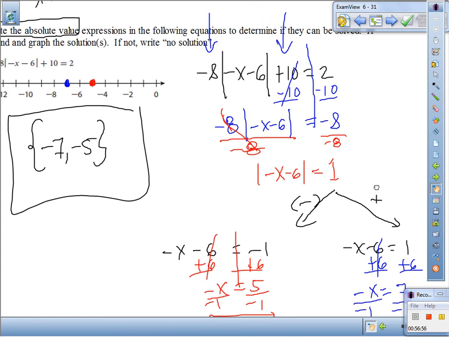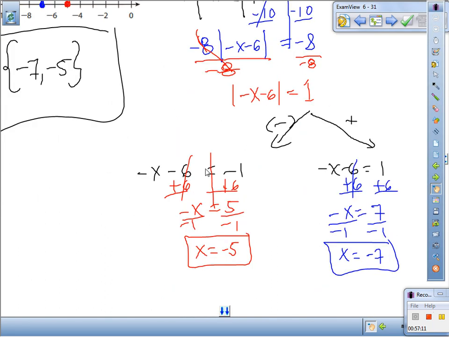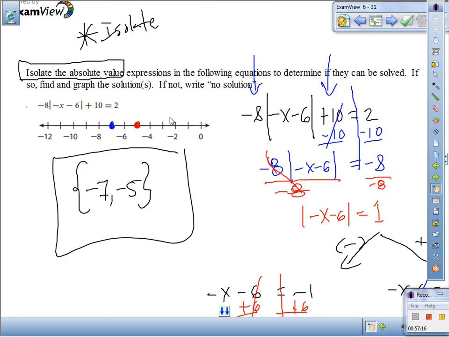All right, let's double check the process one more time. Step 1, the most important step, leave the absolute value by itself. So that means I get rid of anything that's around it, even below it. Once we have the absolute value by itself, we write two equations, one for positive, one for negative. There it is. Solve, plot, and write your solution set.